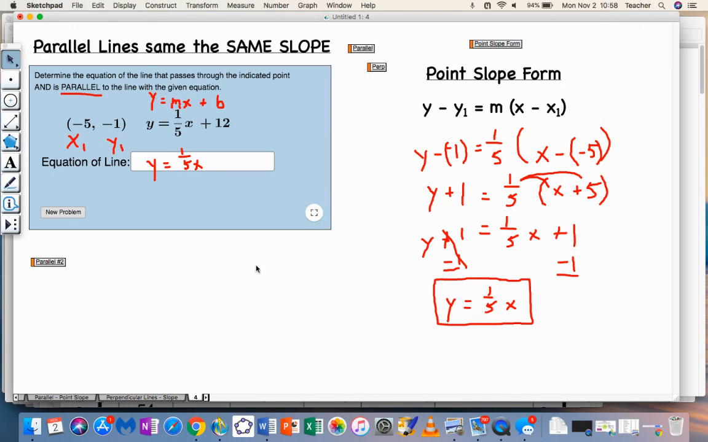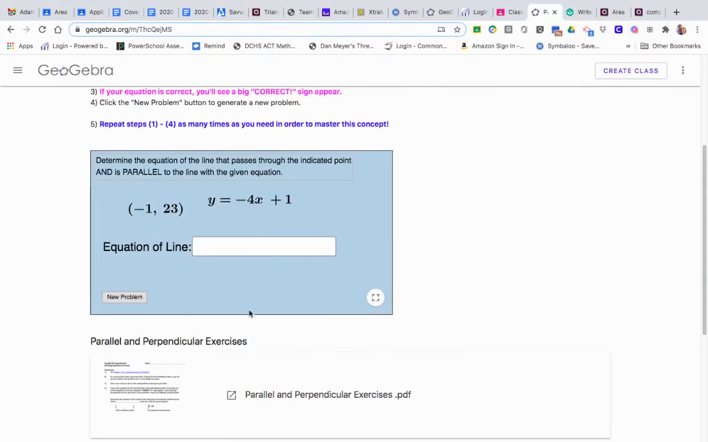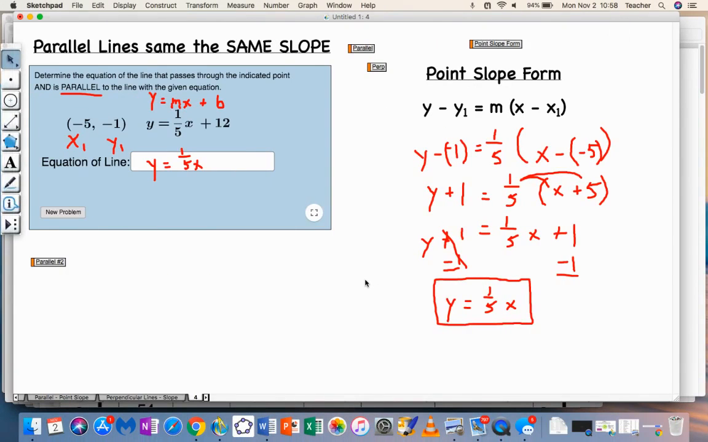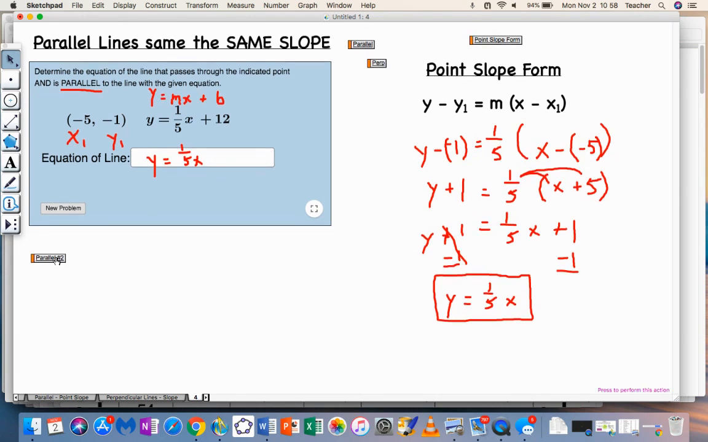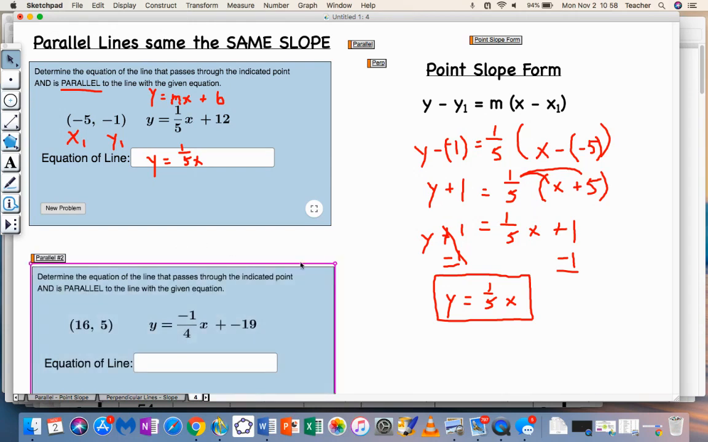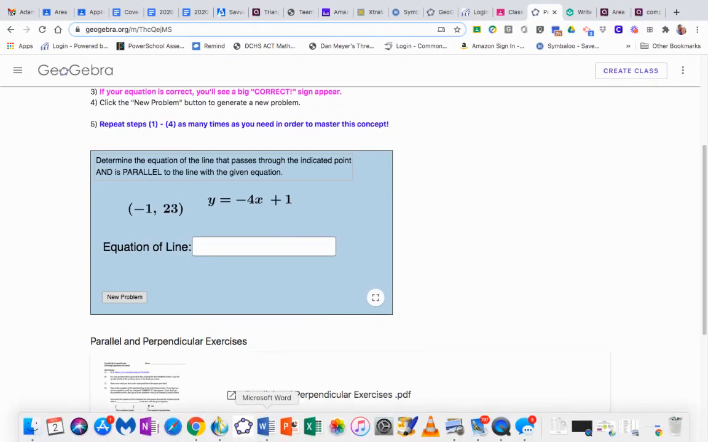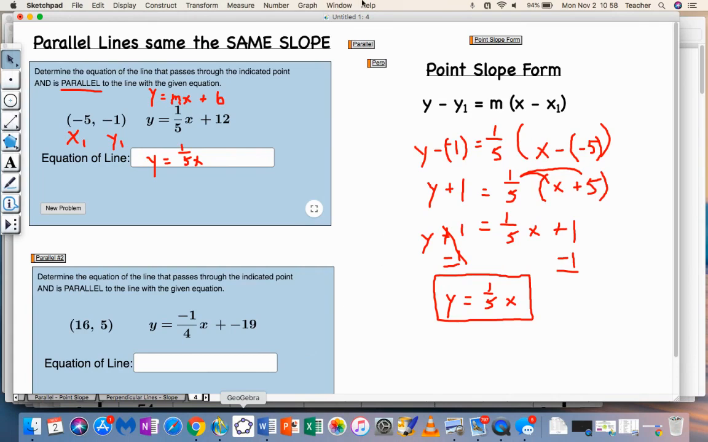So if I go back to my question, here's how I type it in. I'm sorry, that's a different question. All right, we'll do that one. So that's how you do one of those. All right, let's do another parallel one. All right, this is the one, right? 16 and 5, -1/4 x. All right, so we'll do this one.